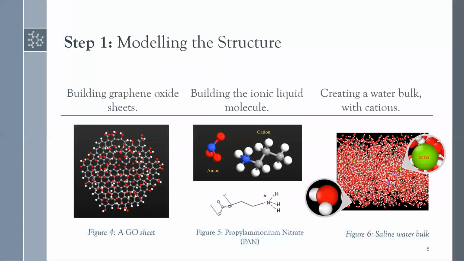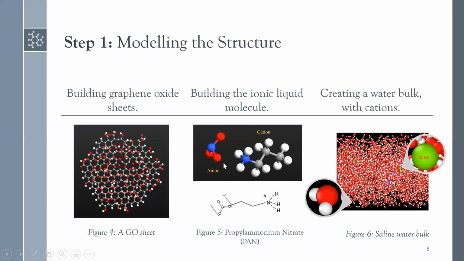Starting with the first step, which is modeling the structure. We first built or modeled graphene oxide sheets with all their functional groups, as you can see in this picture. And then we modeled the ionic liquid molecule called propyl ammonium nitrate. As you can see here, the molecule has a positive part, which is propyl ammonium, and the negative side, which is nitrate or NO3 negative.